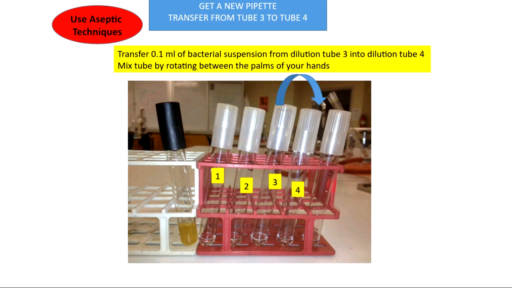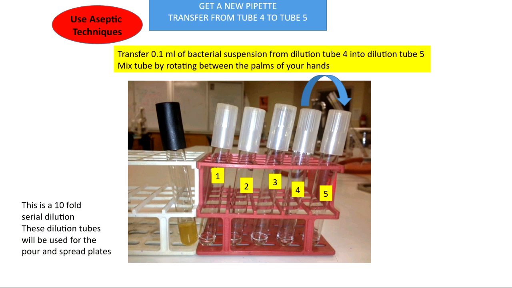So what we're doing essentially is diluting the sample, okay? So that we have progressively fewer and fewer and fewer cells.